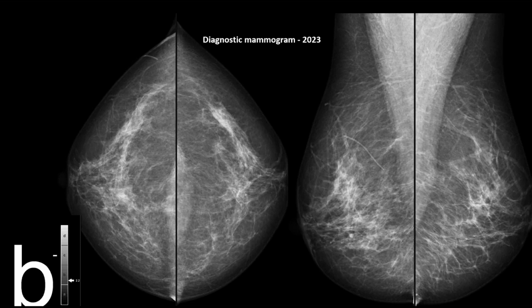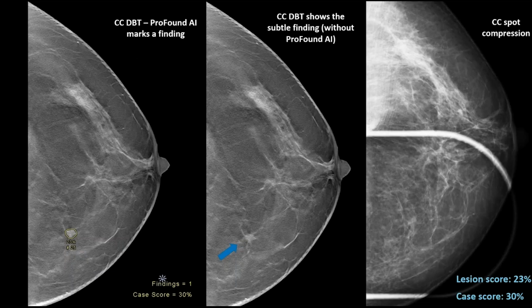So if we go to the next slide, we can see the tomosynthesis images. The left-hand image is a craniocaudal still view from the tomosynthesis portion, where you can see that little tiny yellow circle, which I hope projects on your screen, showing a ProFound AI detection for what it thinks is a suspicious finding. This was not initially detected by the radiologist, and as depicted by the blue arrow, it's really a very subtle finding.